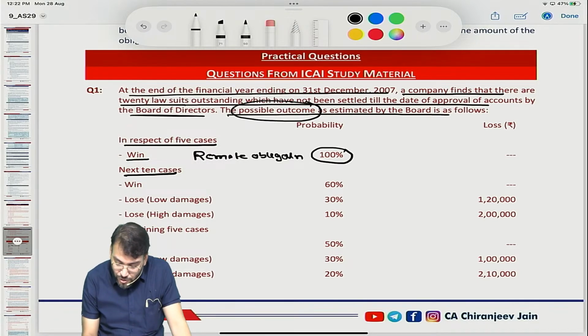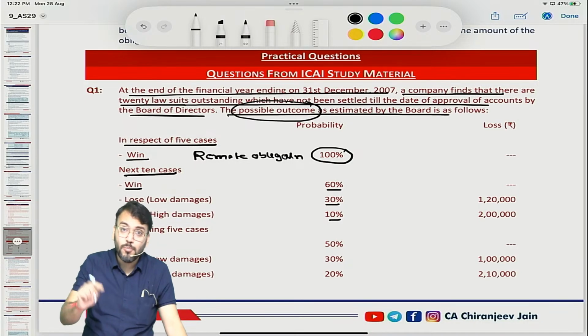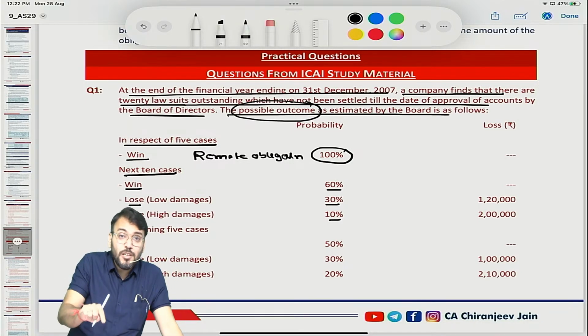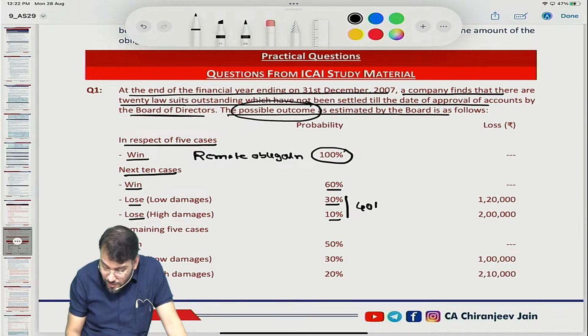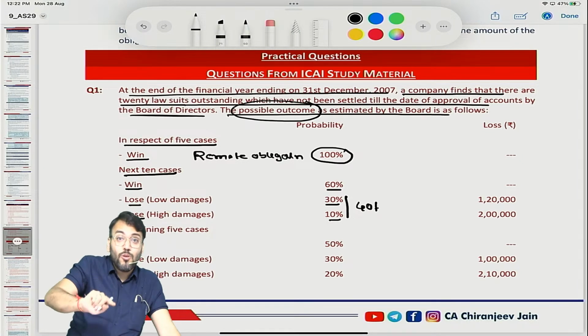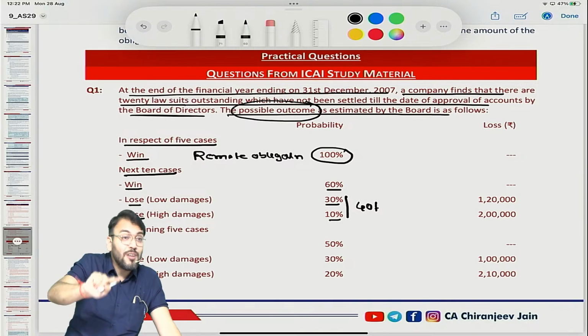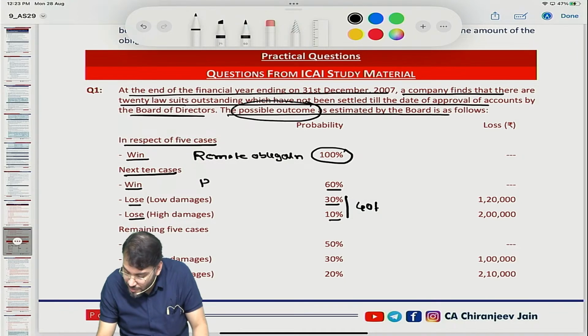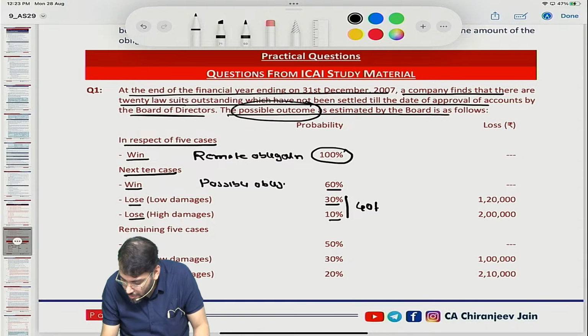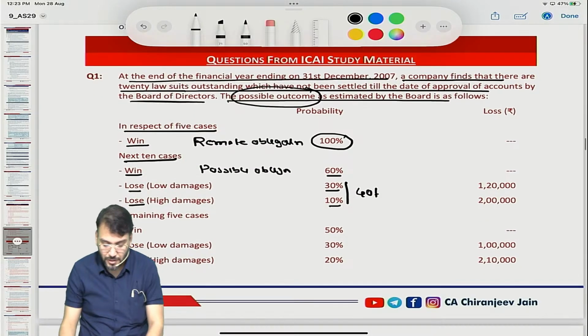Next 10 cases, win 60%, loss 30%, loss 10%. But is it present obligation or possible obligation? Because loss is what? 40%. So it means it is more than 5%, but less than 50%. So this becomes possible obligation. This becomes possible obligation. Correct?